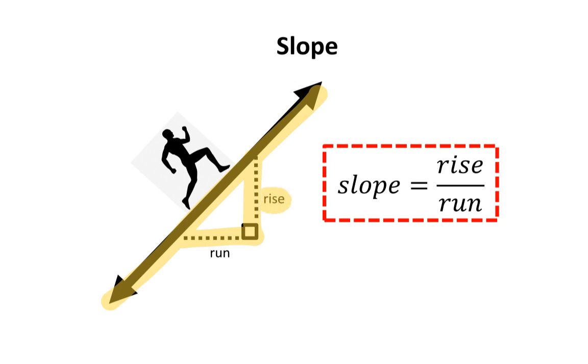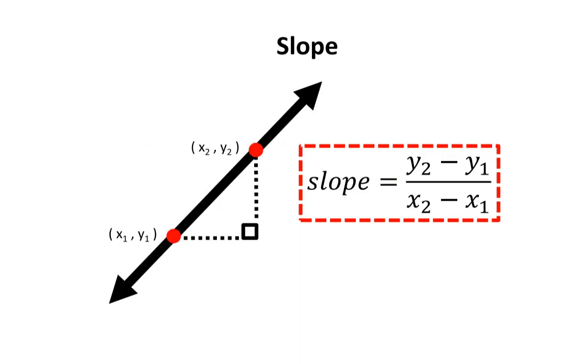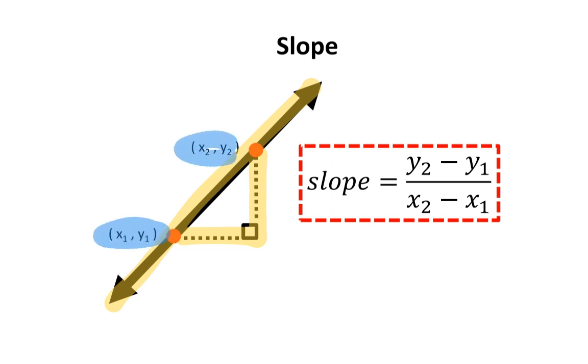The height would be the rise, while the base would be the run. And slope would be equal to rise over run. However, there is another way to find the slope of a line without drawing a right triangle underneath it. All you need is the coordinates or address of 2 points on that line.